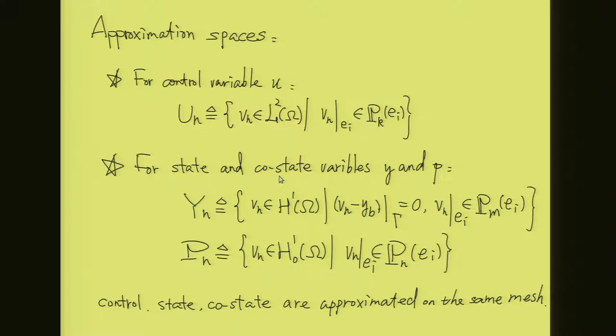For the state and the costate variables, we have two spaces, y sub h and p sub h here. For y sub h, it can have some boundary condition y sub b, and it is in H1, so it's conforming. On each element, it can be a polynomial. For p sub h, the boundary condition is always zero, so it is in this H sub-zero one space. As a first step, we assume that the meshes for U, Y, and P are the same.